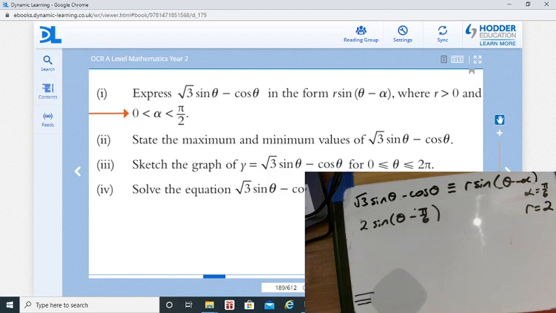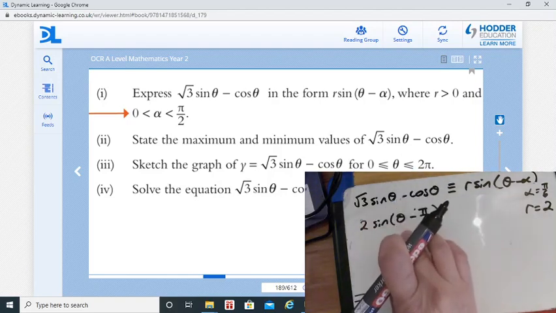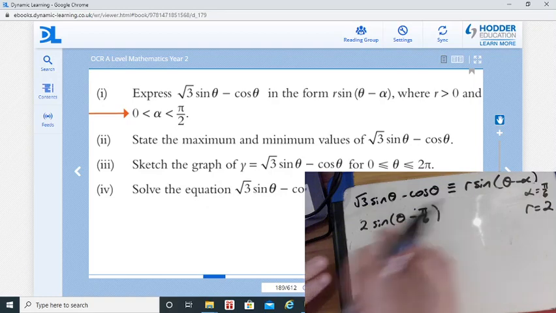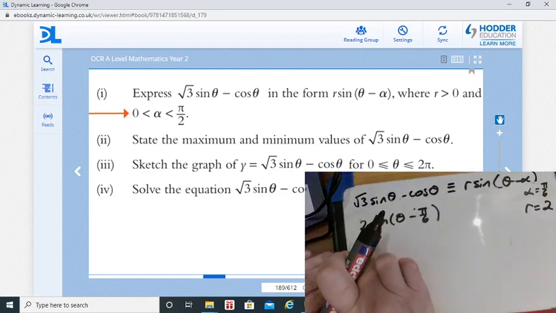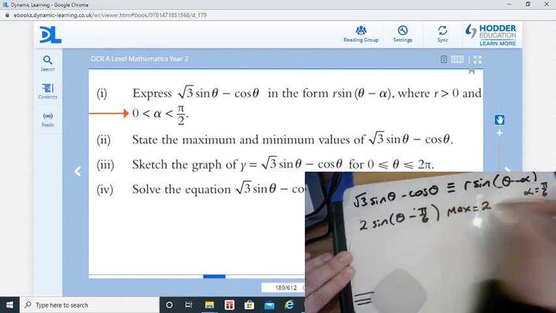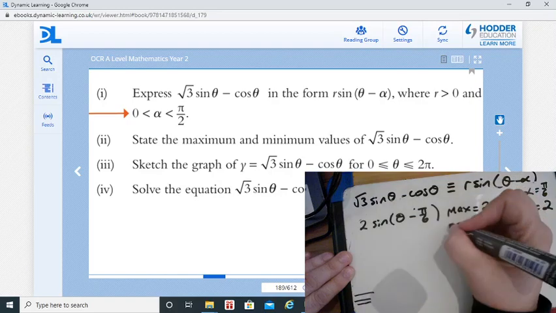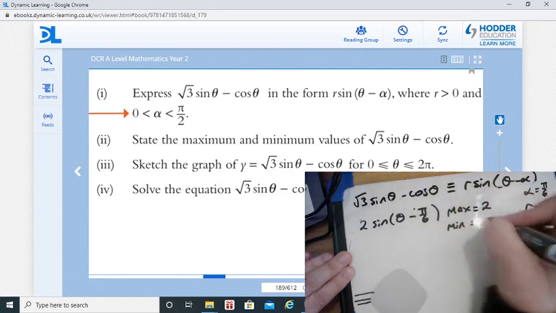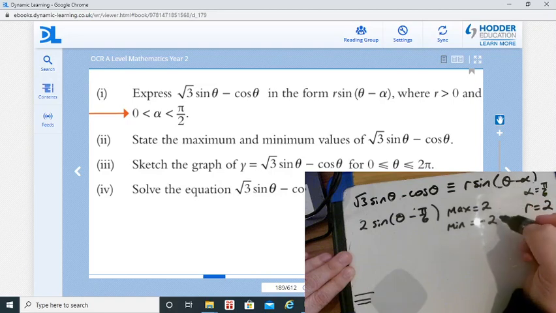State the maximum and minimum values. Now we've turned this into sine. So think of a sine graph. Its maximum is at 1. Its minimum's at minus 1. So what's the effect of this 2 here? Well, it's going to make the maximum become 2 because 2 times 1 is 2. And the minimum is therefore going to be minus 2. So there's my max and there's my min.